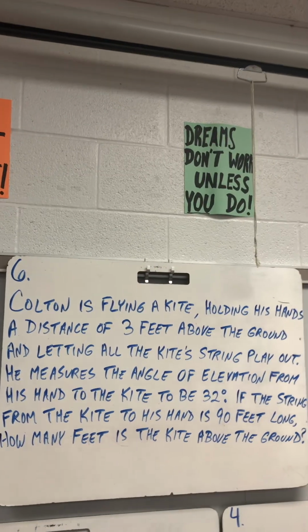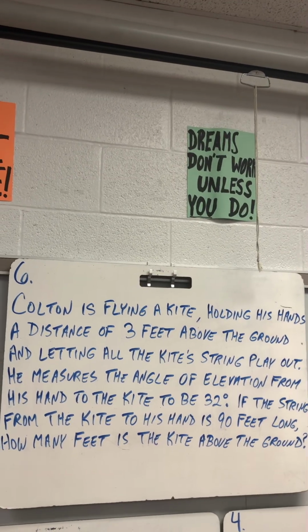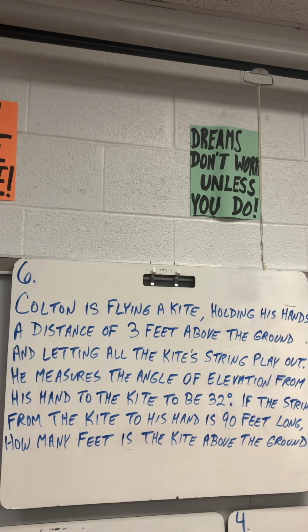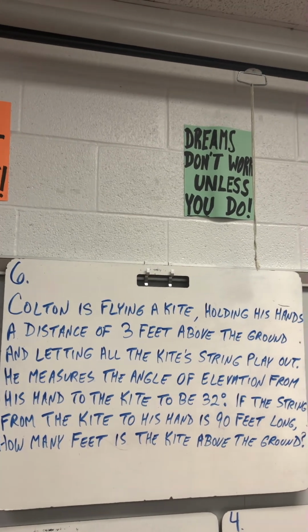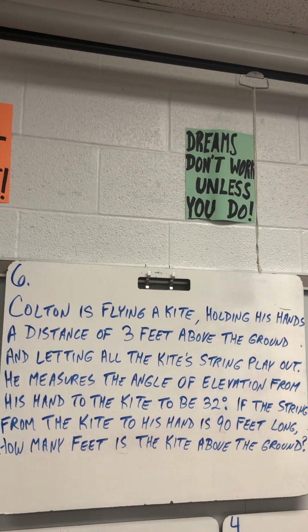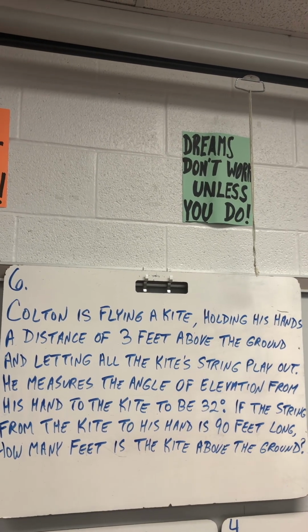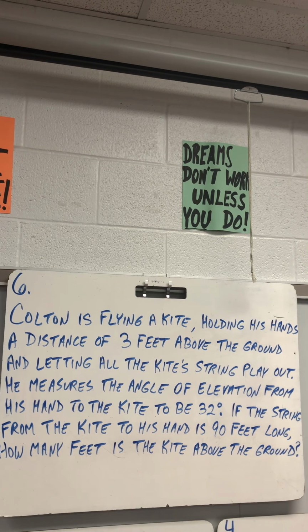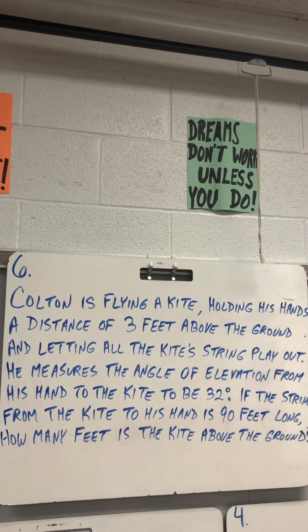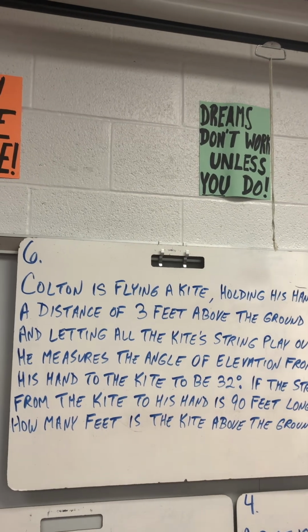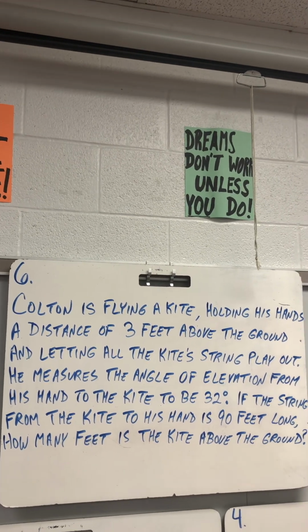Colton is flying a kite, holding his hands a distance of 3 feet above the ground and letting all the kite's string play out. He measures the angle of elevation from his hand to the kite to be 32 degrees. If the string from the kite to his hand is 90 feet long, how many feet is the kite above ground? Okay. He's holding his hands 3 feet above ground.